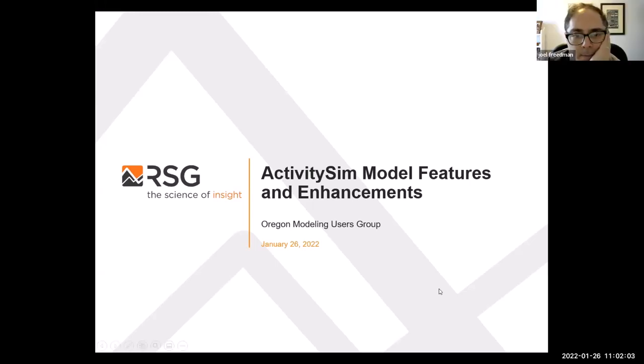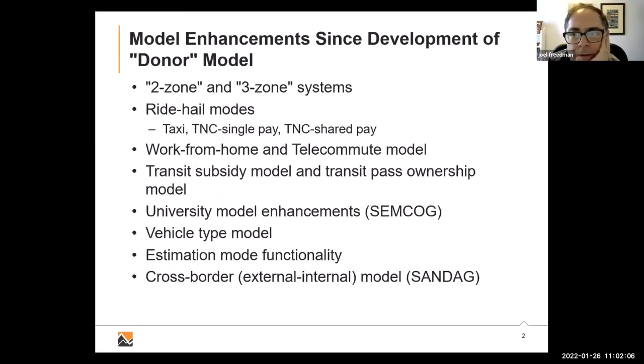Great. So we are going to talk through some of the enhancements and features that were developed in the ActivitySim framework since the development of the original donor model. As a reminder, the donor model for ActivitySim is the CT-RAMP travel model, coordinated travel activity-based modeling platform. That's been deployed in a number of MPOs, including Southern Oregon and Portland Metro.